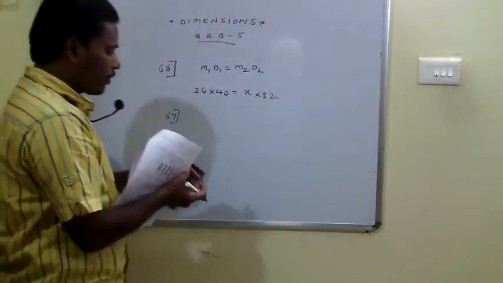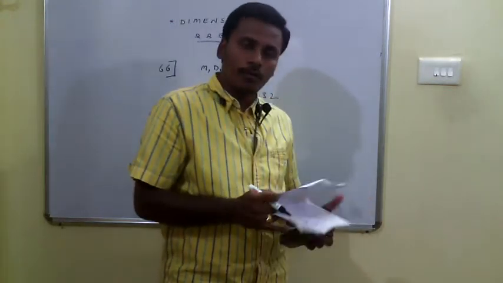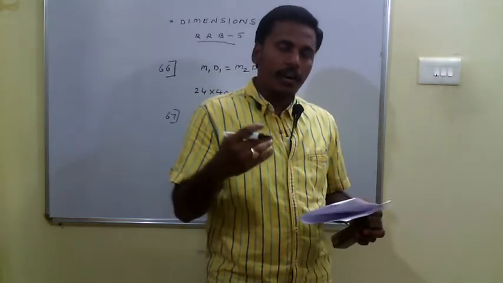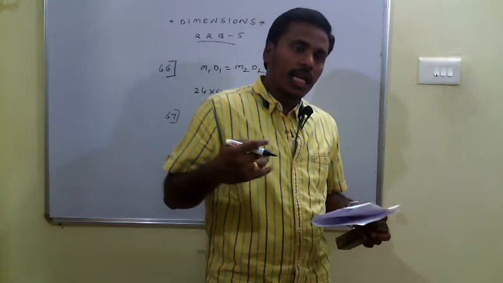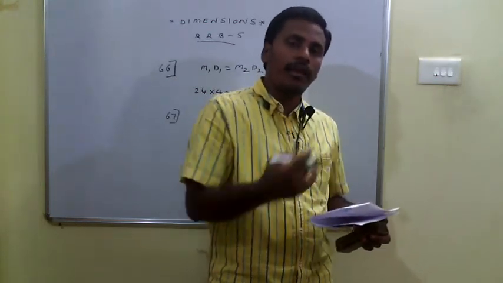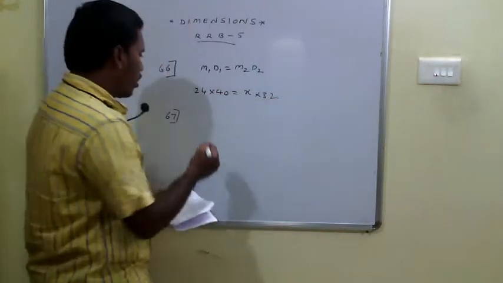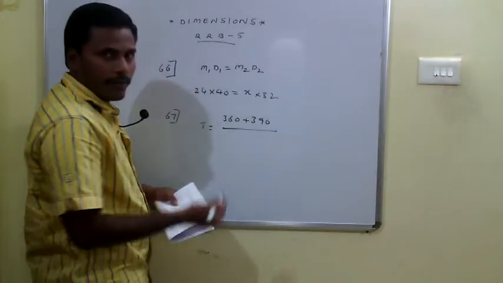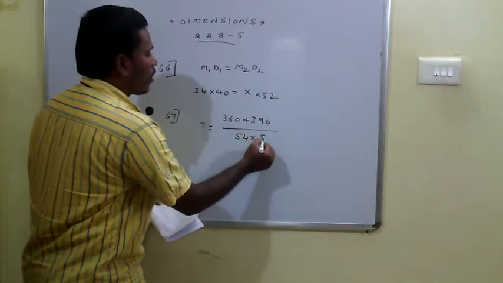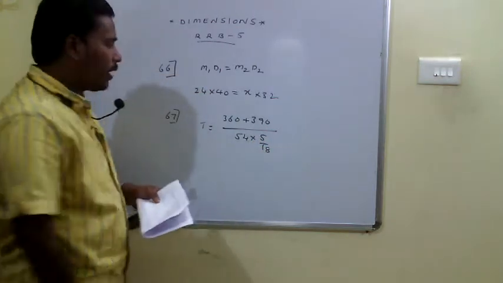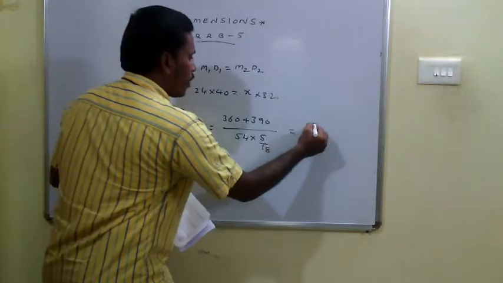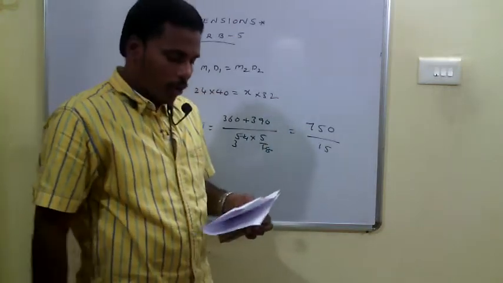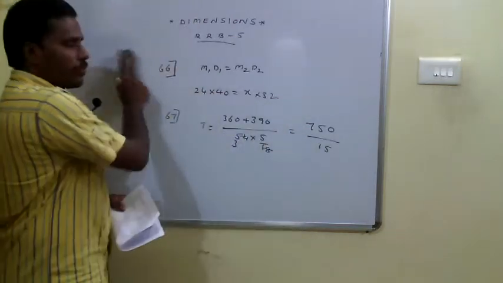Then coming to the 67th problem, a train of 360 meters long is running at the speed of 54 kilometers per hour. Find the time taken by the train to cross a tunnel of 390 meters long. Since a train is crossing a tunnel, the distance covered by the train is the sum of the length of the train as well as the length of the tunnel or bridge. So time required is train length 360 plus bridge length 390 divided by the speed, given as 54 kilometers per hour. We need to convert it into meters per second by multiplying with 5 by 18. So 360 plus 390 is 750. 750 divided by 18 3s is 54, 3 5s is 15, 15 5s is 75, and your answer is 50 seconds. That is the 67th problem.